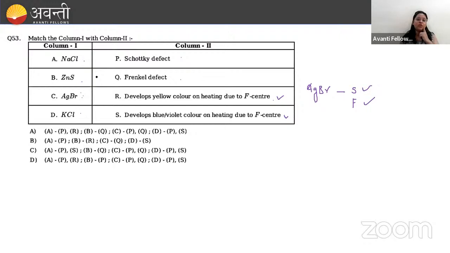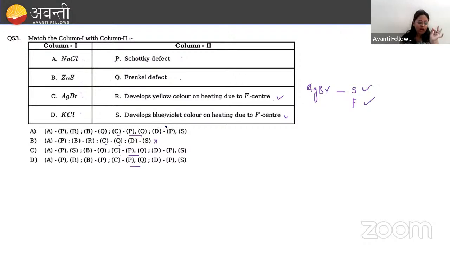So C should be showing P as well as Q. So here C is showing P and Q. So 3 options are there, and this is not the correct option here. Okay, I have discarded one option.